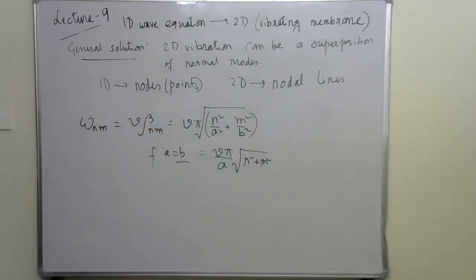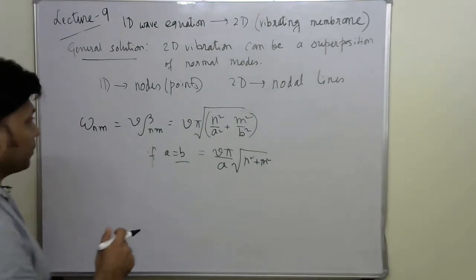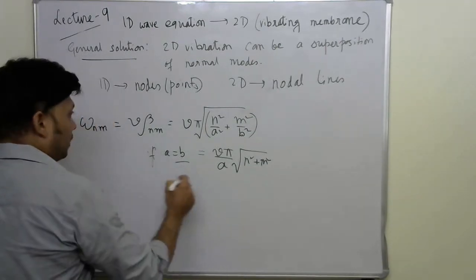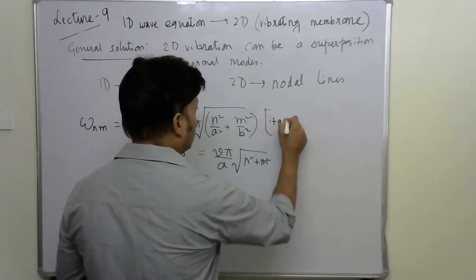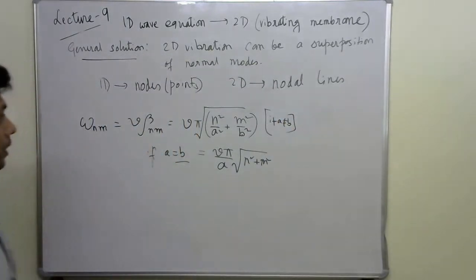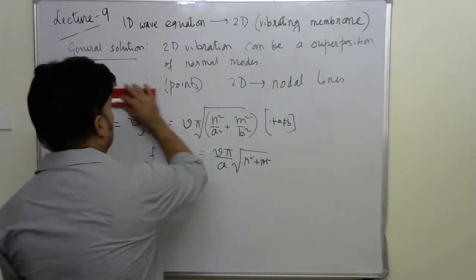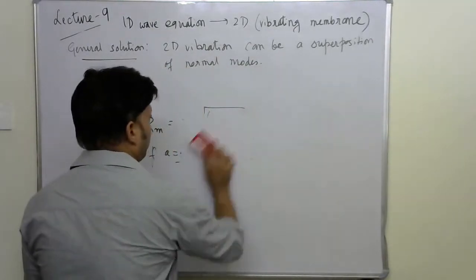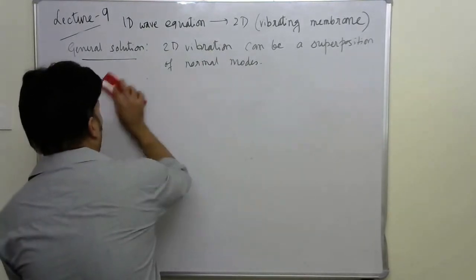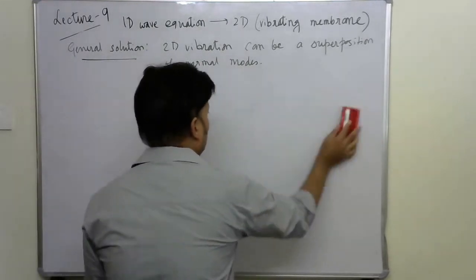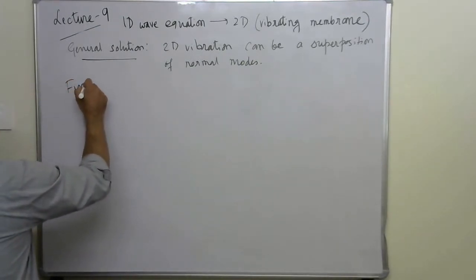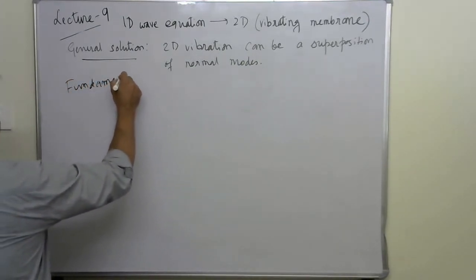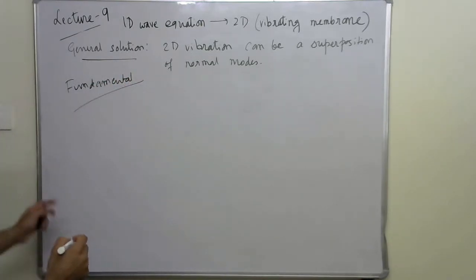Alright? So now, of course, this value is valid if A is not equal to B. Alright. So now let's take a look at the different pictures of the vibration of a 2D membrane. Okay. So let's find out the fundamental one. What corresponds to a fundamental?